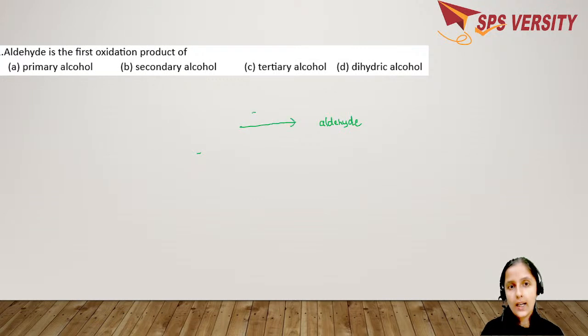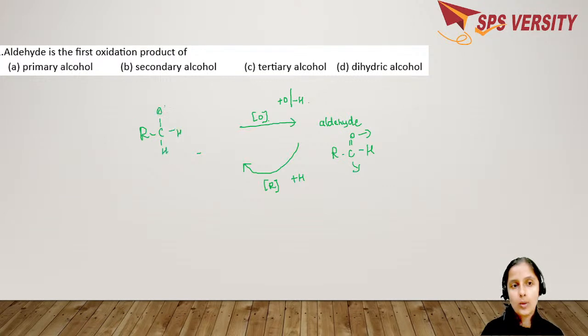So you get aldehyde after oxidation. That means the reverse reaction which you're expecting is a reduction. Reduction is addition of hydrogen, whereas oxidation is either addition of oxygen or the removal of hydrogen. So among primary alcohol, secondary alcohol, tertiary alcohol, and dihydric alcohol, if you add hydrogen to RCHO, the double bond gets converted to a single bond, giving R, CH2, OH.